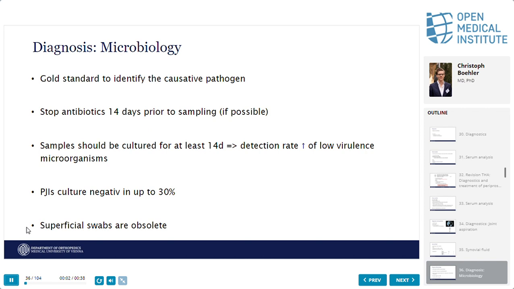Okay, so the microbiology is the gold standard to identify the pathogen. 14 days, we've discussed it. But for low virulence microorganisms, the detection rate is rather low. So up to 30%, even 50% in some studies, you cannot find the bug. Superficial swabs, we don't do this anymore. It's not recommended. 5 tissue samples, yeah, we go through that. Now we are not in surgery yet. We're pre-op. Okay, what do you do with the aspirate?